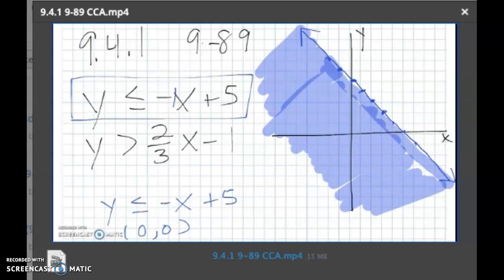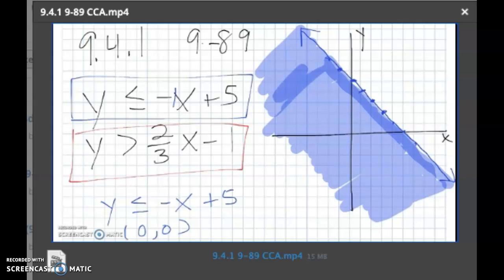All right, now I'm going to look at the second inequality I've been given. We'll do this one in red. First we need to graph the boundary line, which would be if we had y equals 2/3 x minus 1. On that one, my starting point, my y-intercept, is at negative 1, and my slope is 2/3.